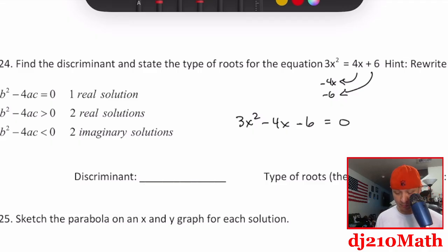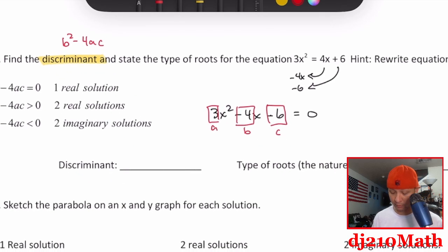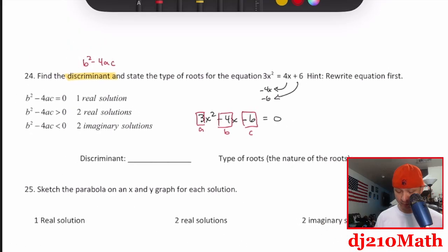Looking at the discriminant, remember what the discriminant was. The discriminant is going to be b squared minus 4 times a times c. The reason we moved everything was so that we could identify the a, the b, and the c, right? You couldn't do it before because it was on the wrong side of the equation.